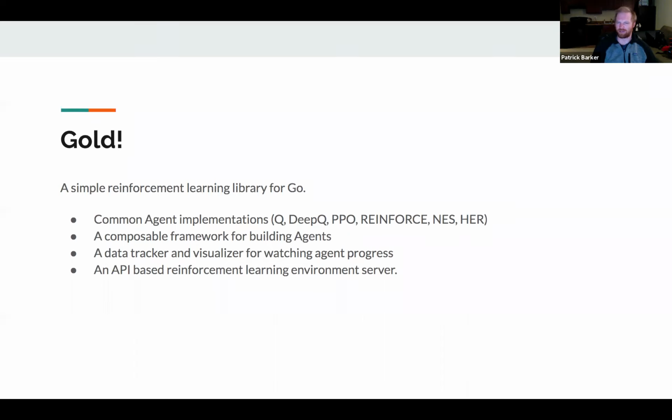It's also a data tracker and visualizer. If you know about TensorFlow, there's TensorBoard, which is a way of tracking how your model is performing. And I wrote one of those in Go. And then it has an API-based reinforcement learning environment server.